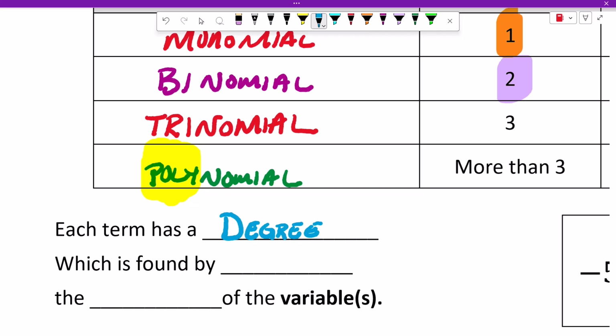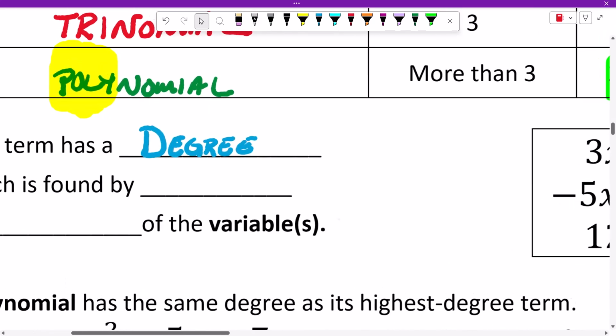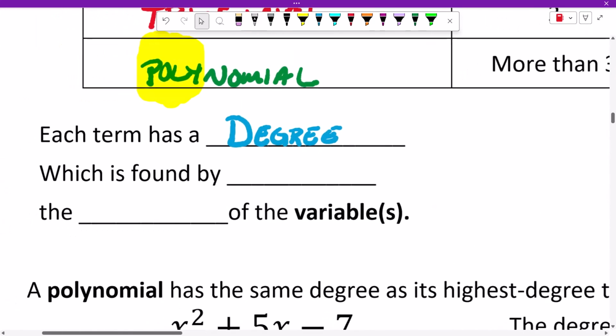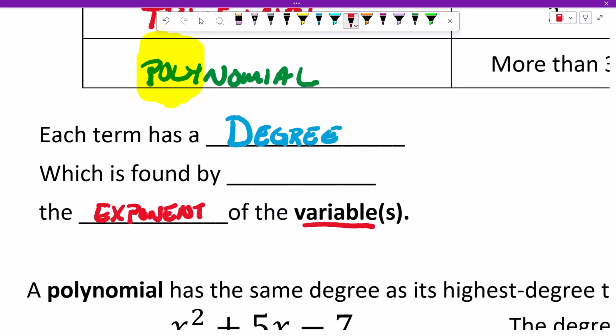And this year, we're just looking at the baby step. What is a degree? How do we figure out what the number is, right? How do we know this is a degree 1, degree 2, degree 3? What we do is we look at the exponent of the variable. That's a word I haven't defined yet, but I mentioned it in the past.